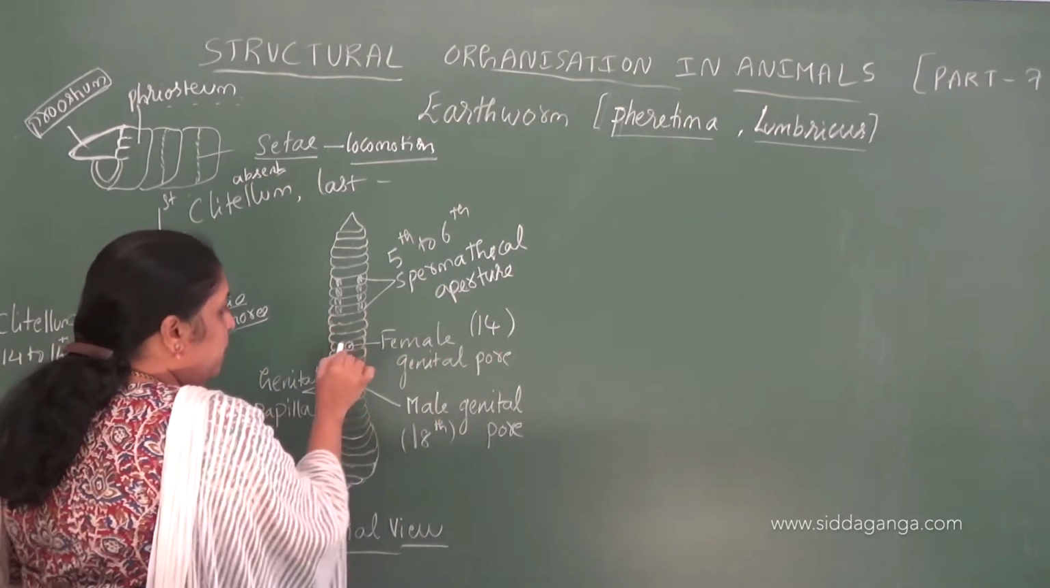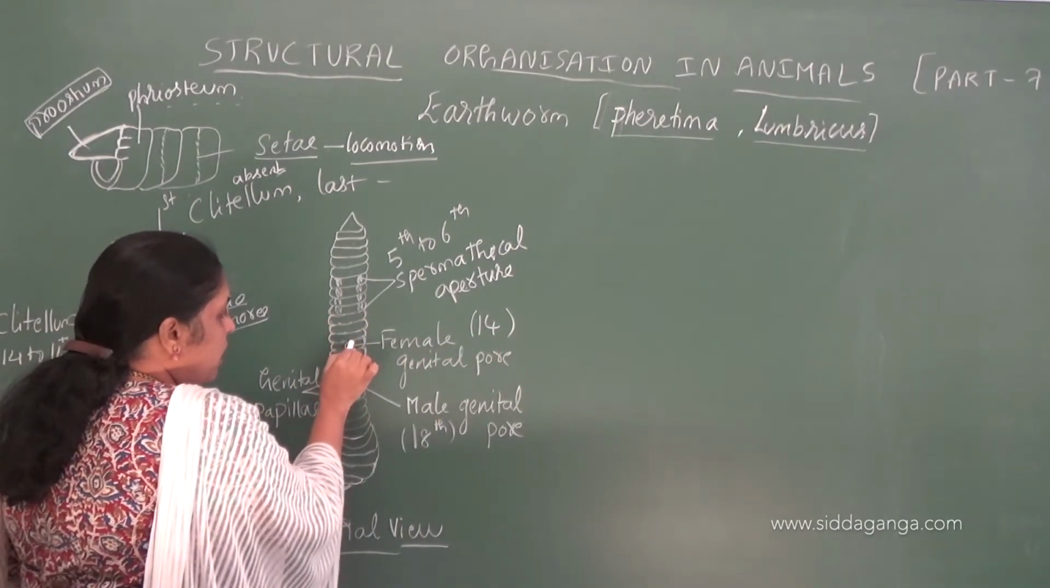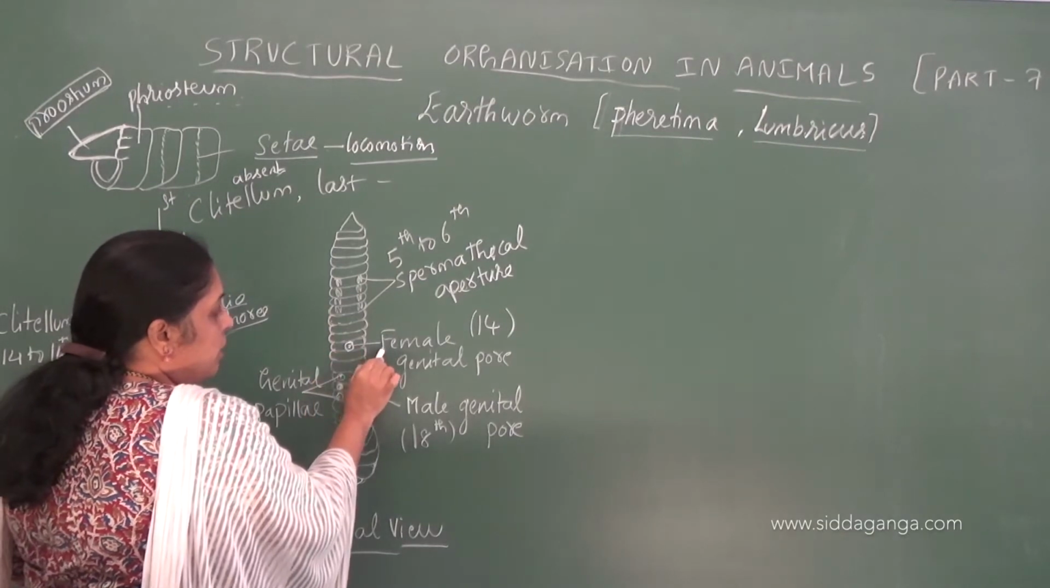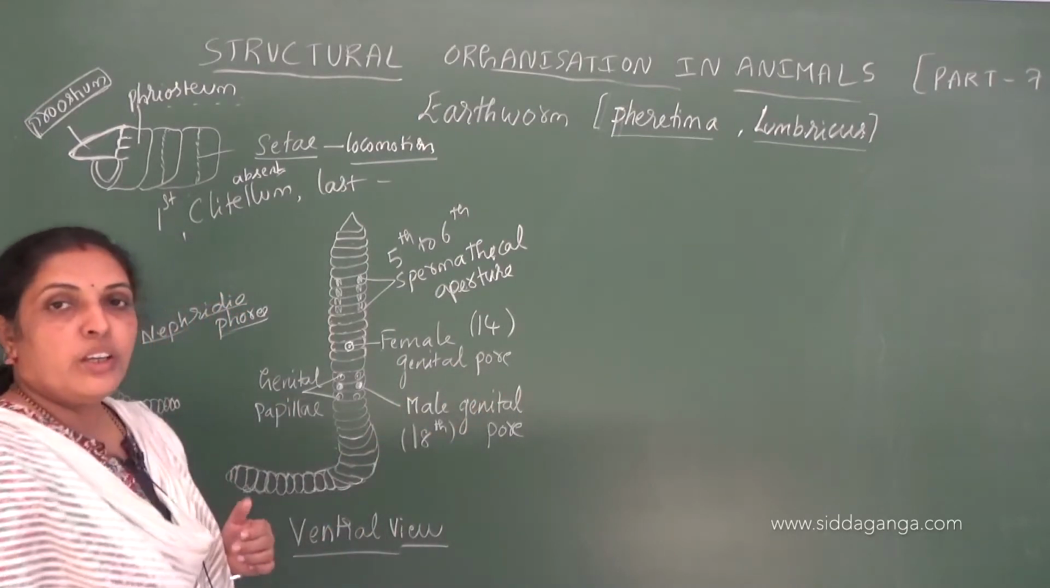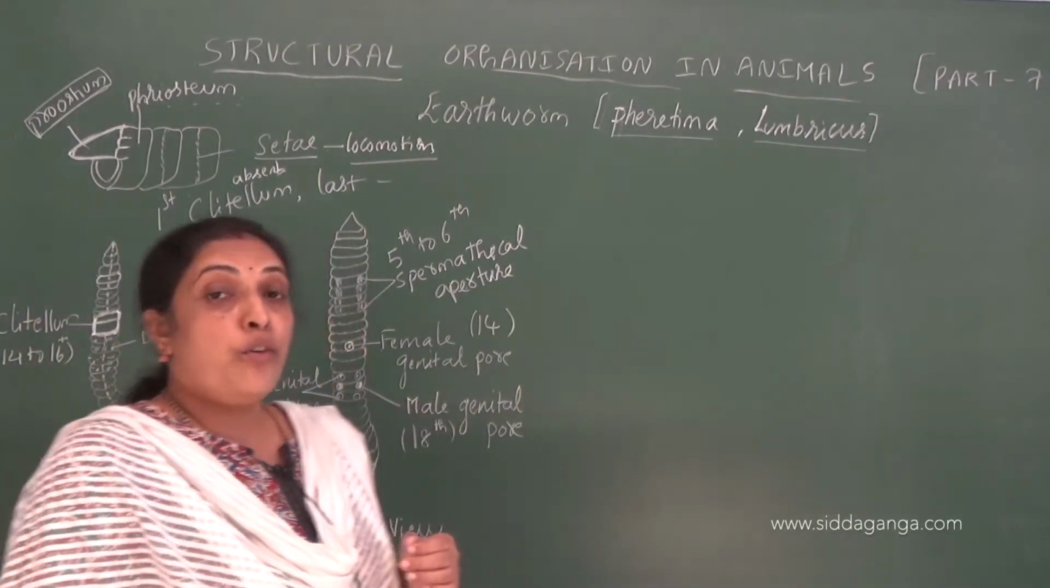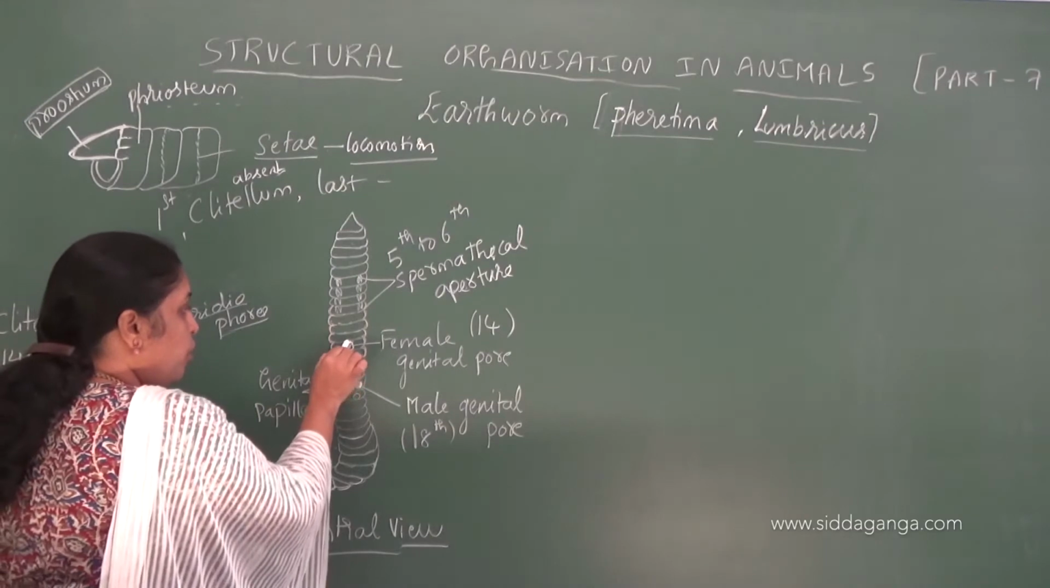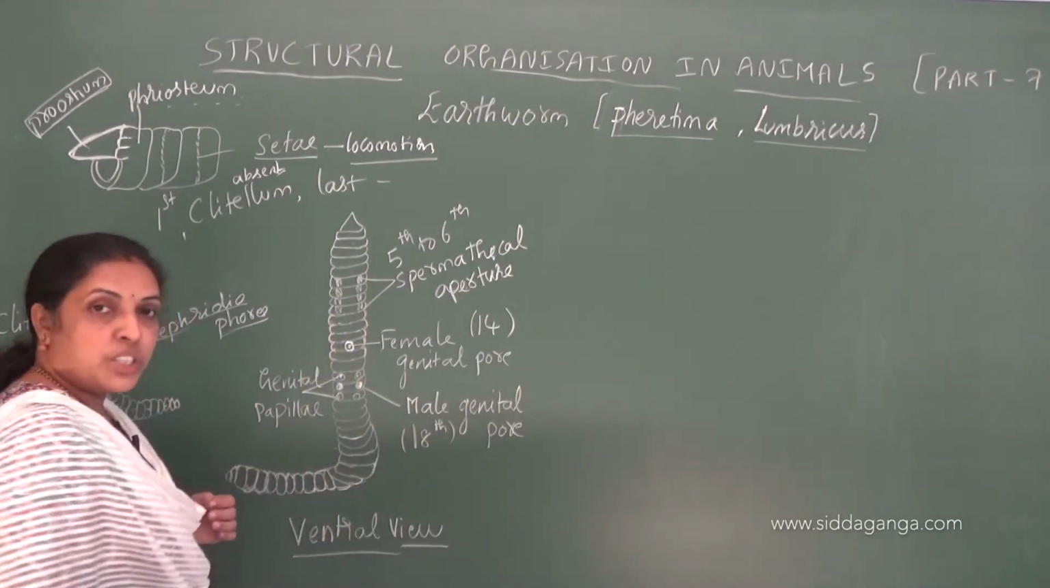So on the mid ventral side, we see one opening called the female genital pore. In the mid 14th segment, we see one opening, that is called the female genital pore.